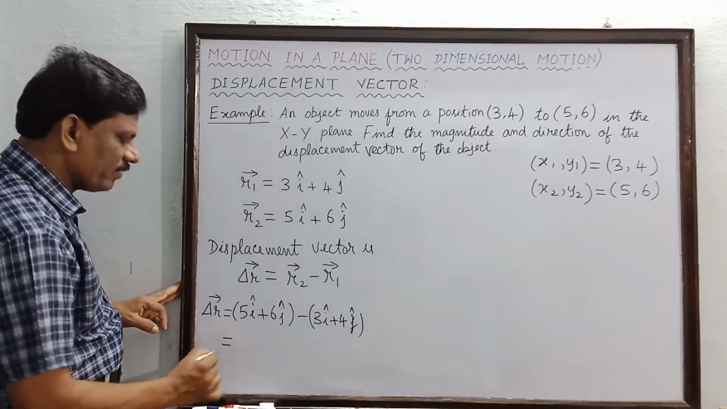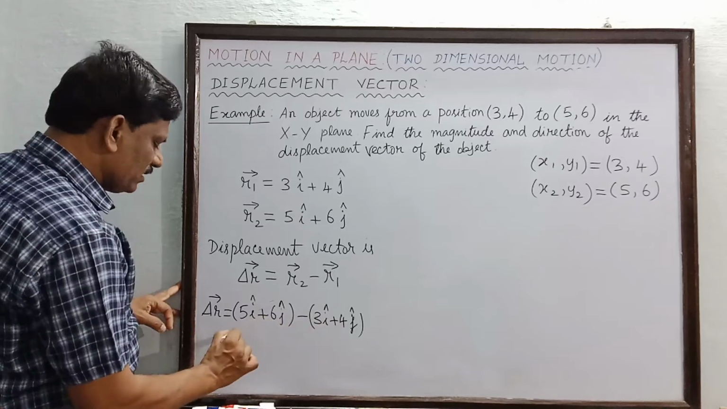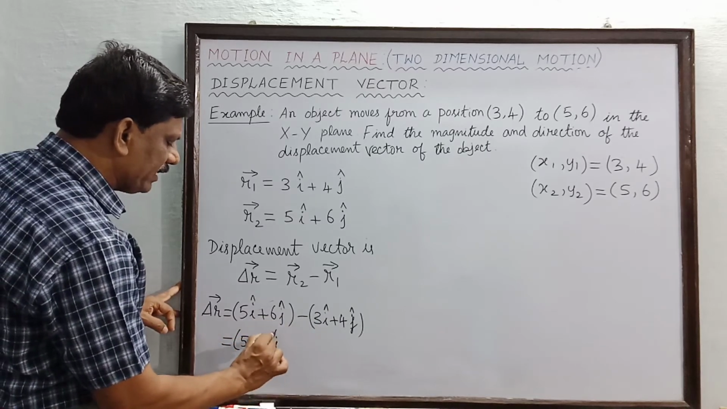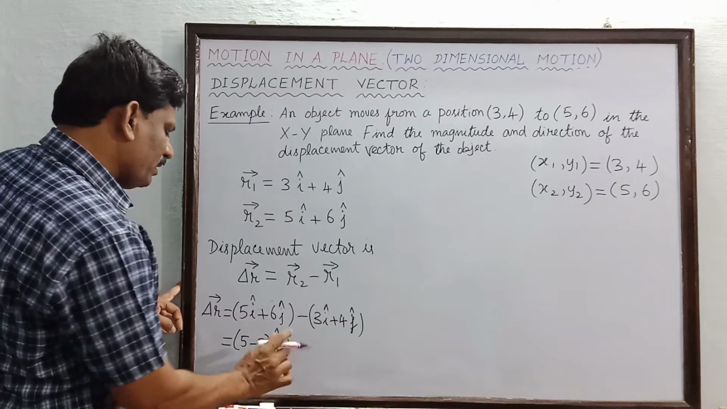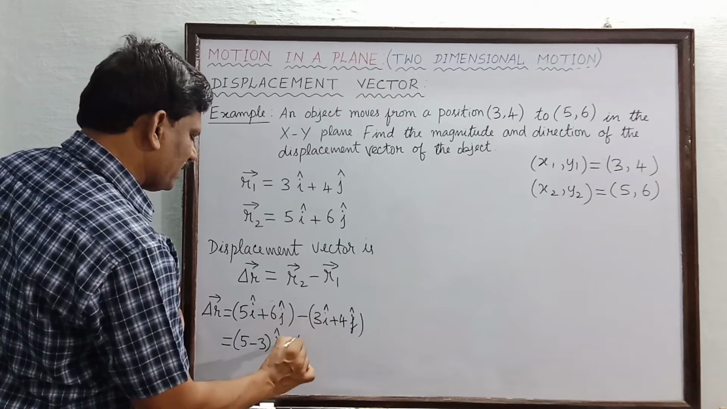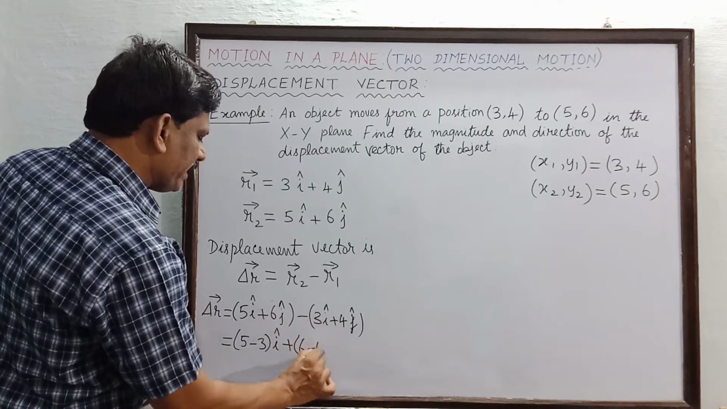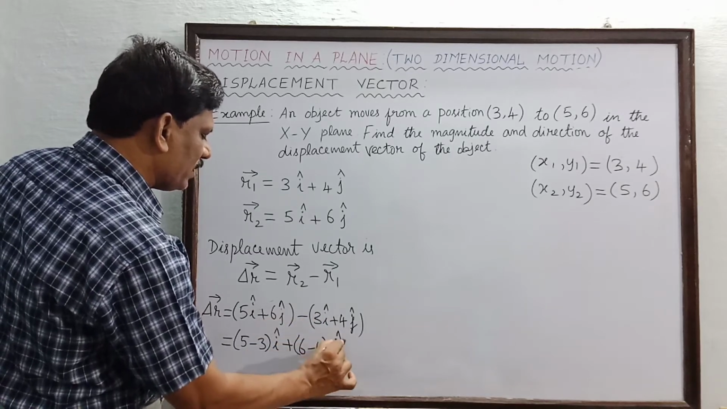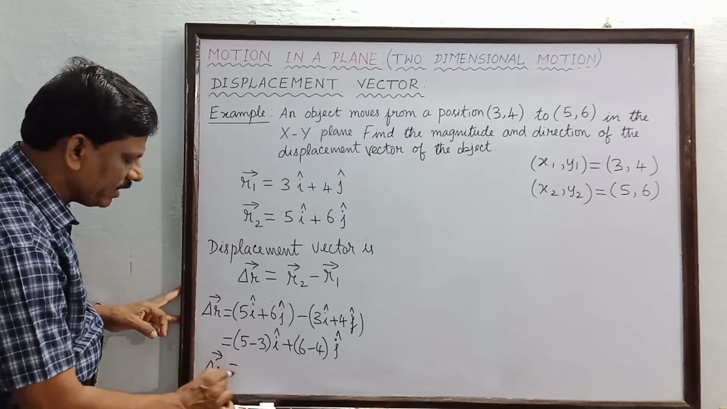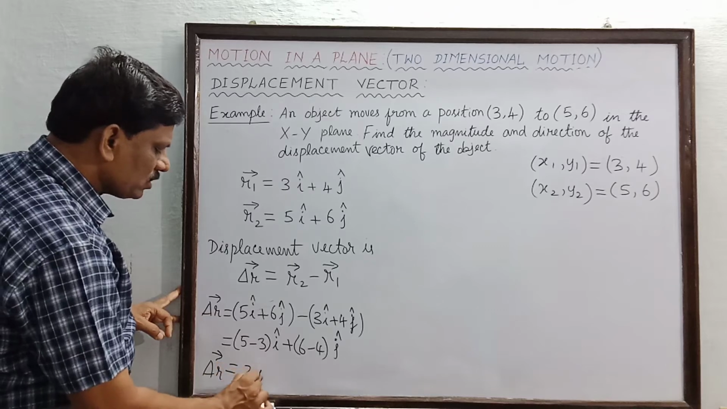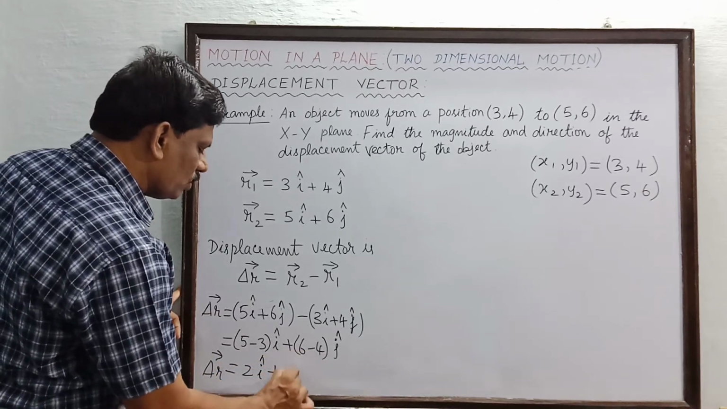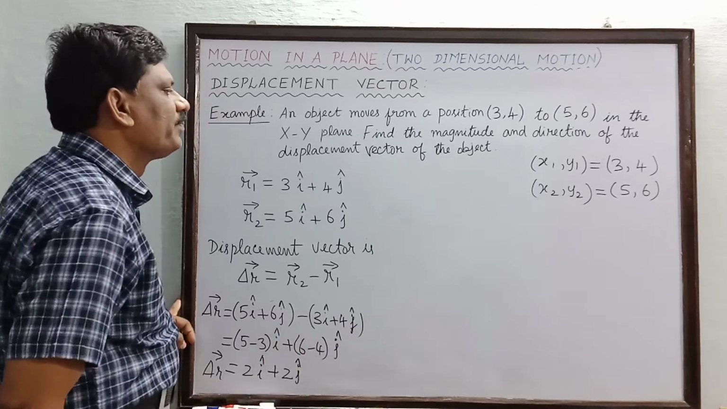So this is equal to (5 minus 3) i cap plus (6 minus 4) j cap. Once again, delta r vector is now equal to 5 minus 3, which is 2, so 2 i cap, plus 6 minus 4, which is also 2, so 2 j cap.